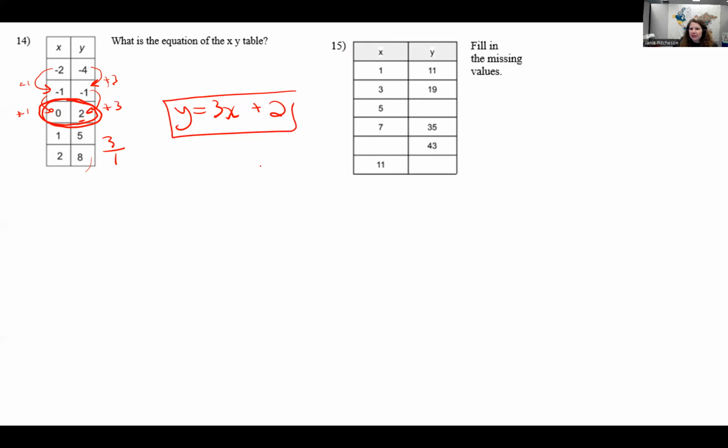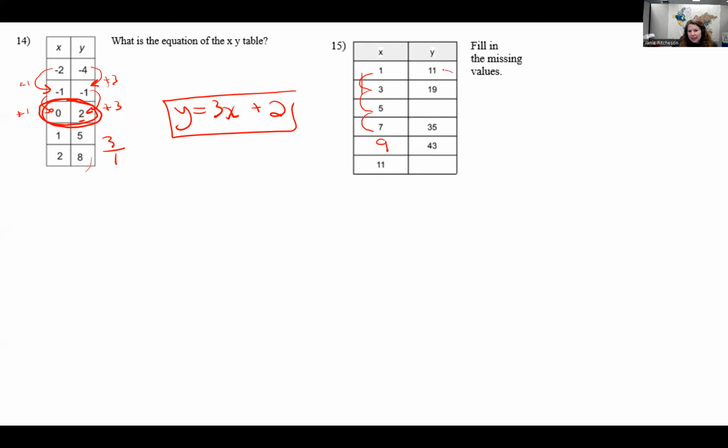Number 15, fill in the missing values. So let's see if this is being consistent. This looks like it's going down by 2, minus 2, minus 2. Actually, I'm saying minus, meaning plus. Plus 2, plus 2, plus 2. If I add 2 here, would this still be plus 2? 9 plus 2. Okay, so I know 9 is my missing number here because it's being very consistent. It's not changing what it's increasing by.